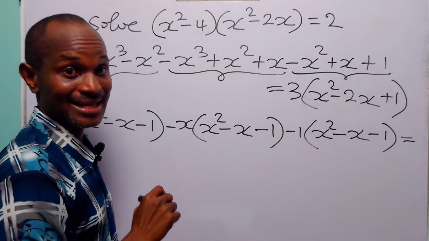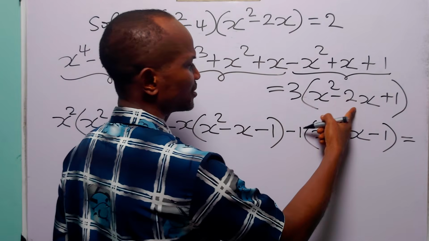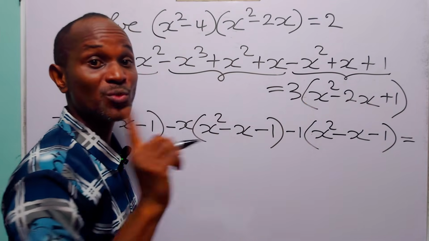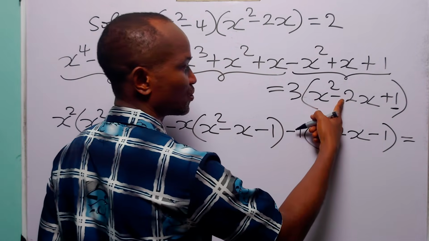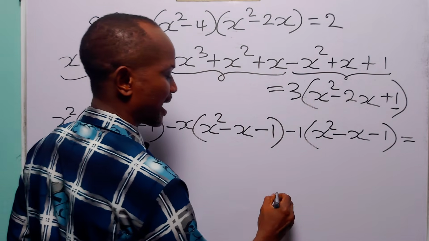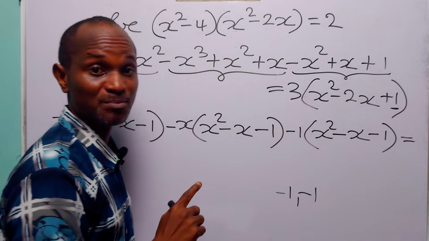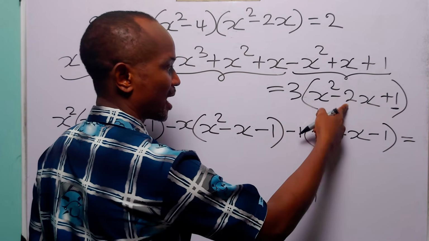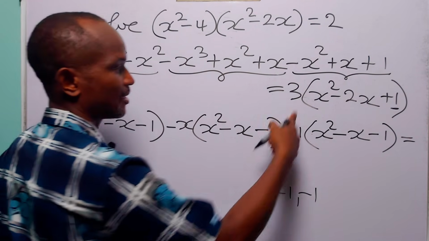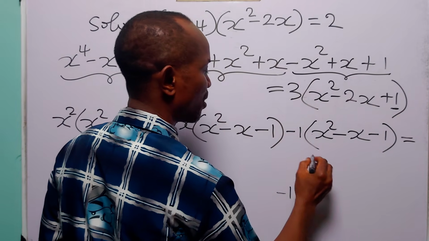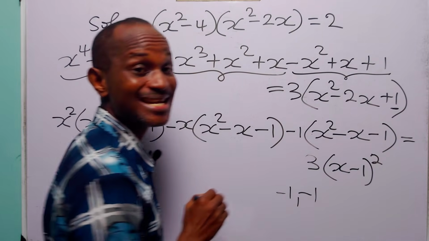Now, on the right hand side, let us look at this quadratic expression inside the bracket. For us to factorize this, since the coefficient of x squared is 1, all we need to do is find the factors of 1 that add up to minus 2. And of course, you know that they are minus 1 and minus 1, because minus 1 times minus 1 is going to give us plus 1, while minus 1 plus minus 1 is going to give us minus 2. Since we have two repeating factors, this right hand side is simply equal to 3 times x minus 1 squared.